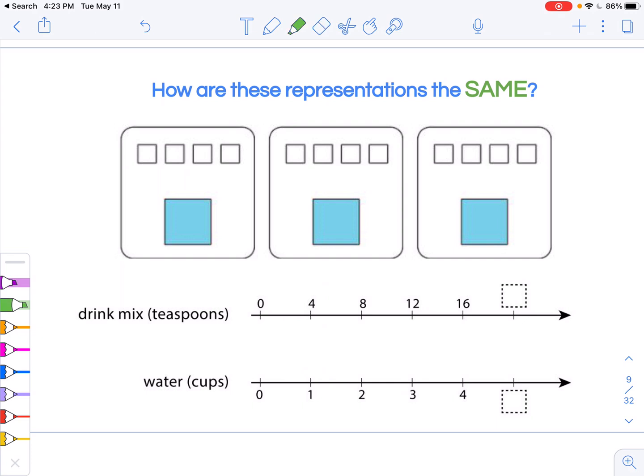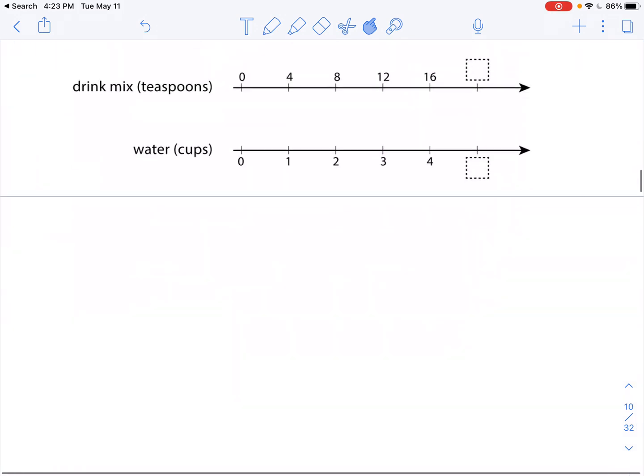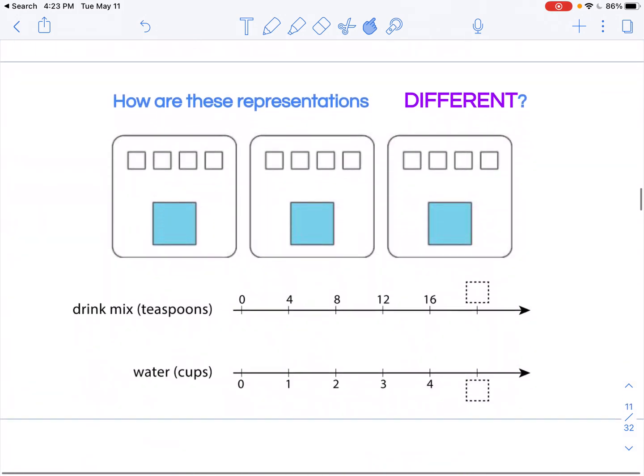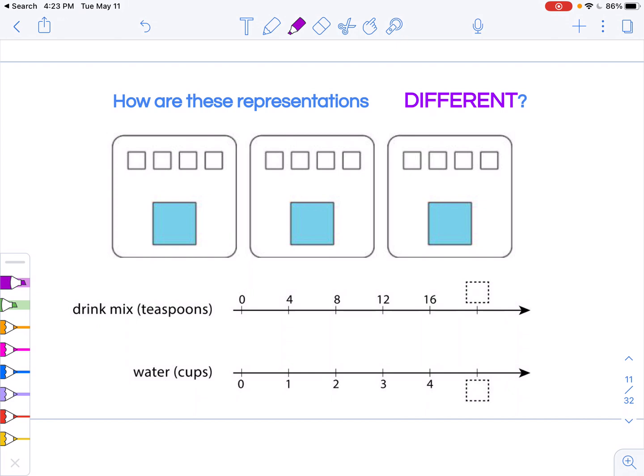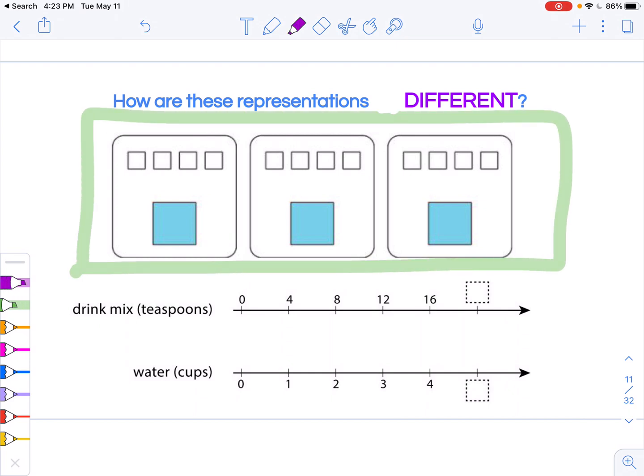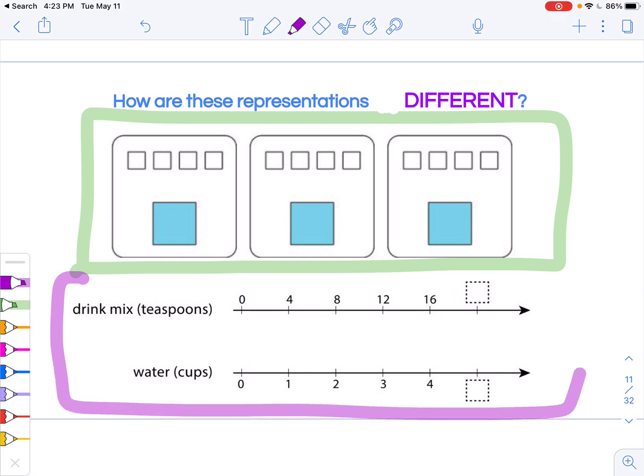I see on the top here, I have drink mix teaspoons, right? That was on the top in the ratio diagram. Water in cups on the bottom. You might have noticed something else that was the same. All right, well then, how are these representations different? How is the ratio diagram different than the double number lines?